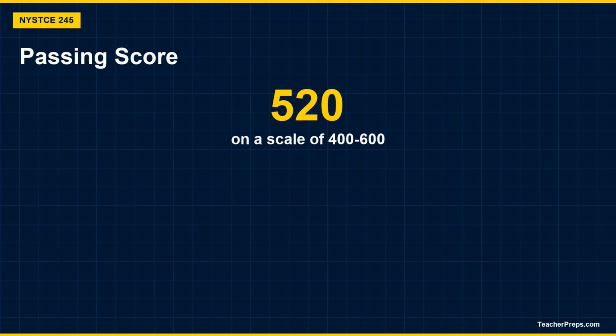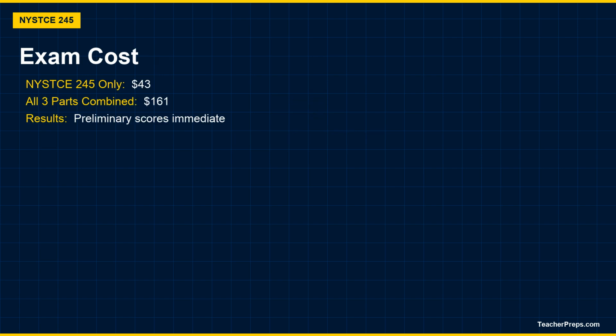The NYSTCE 245 costs $43 if taken individually. All 3 multi-subject parts together cost $161. You'll see your preliminary results immediately after finishing the test, with official scores sent within 2 to 4 weeks.